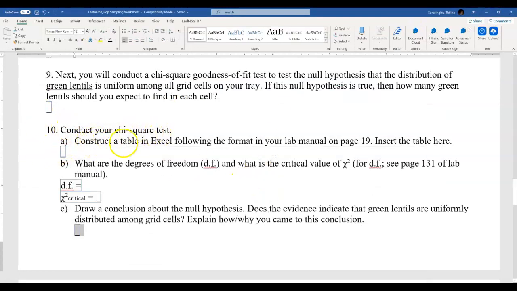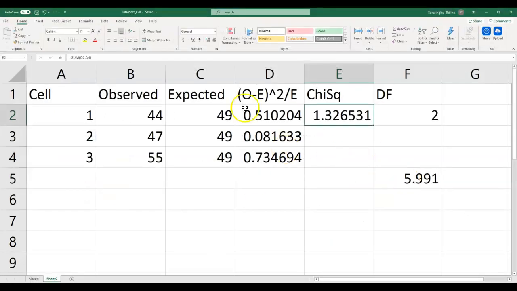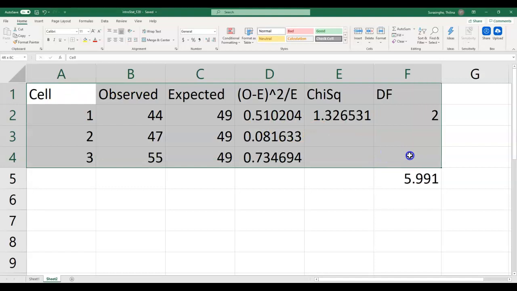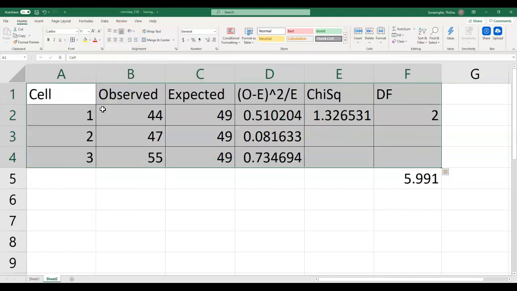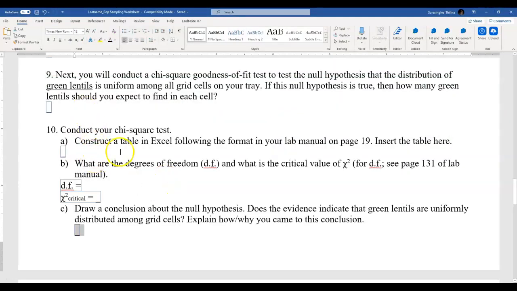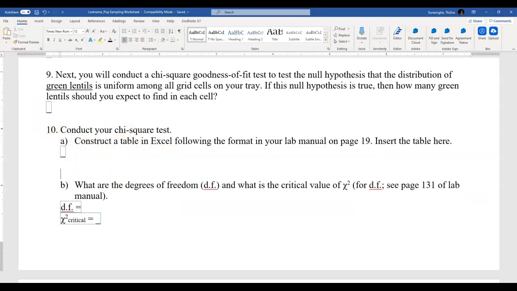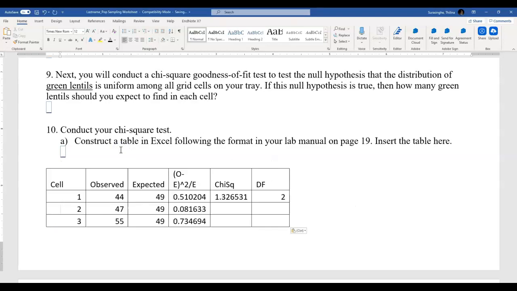Conduct your chi-square test. Construct a table in Excel showing the formula in your lab manual, and insert the table here. Well, I already have created one over here, so I'm going to copy it, and even format it beforehand like this, putting all the borders, making it pretty. Copy it, come back here, and paste it. Voila, again, it's a table.